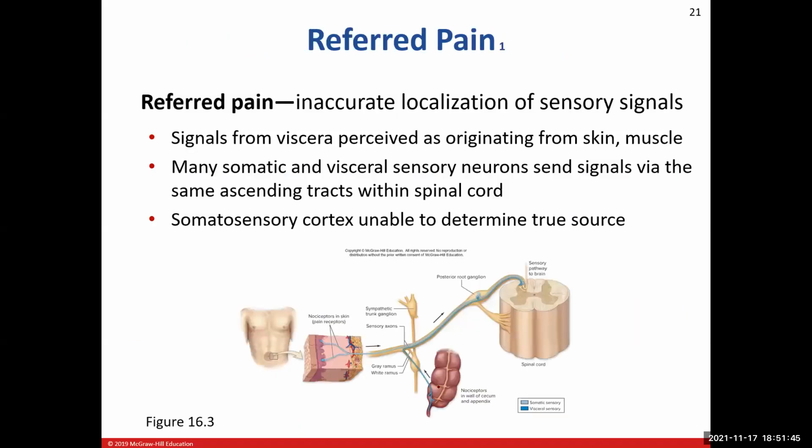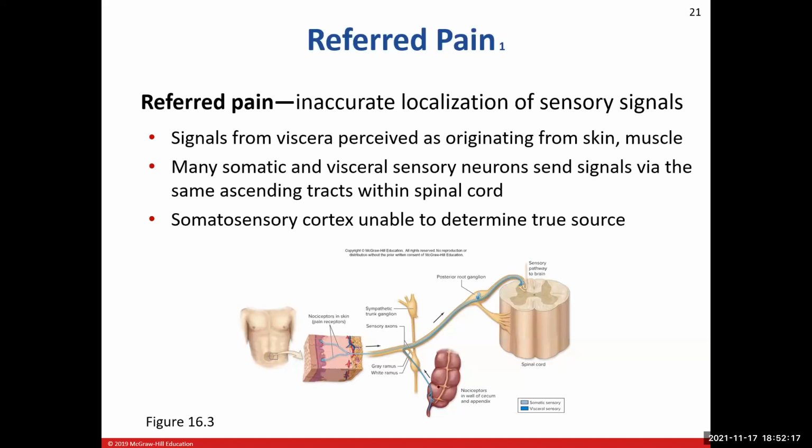All right, that brings me into this concept of referred pain. I've talked about referred pain briefly before with you folks. I'm going to go into a little bit more detail. Our textbook definition of referred pain is the inaccurate localization of sensory signals. Well, what sensory signals? What are we talking about here? Is it sensory signals from the skin or skeletal muscle? Or is it sensory signals from the liver, the pancreas, or our intestines?